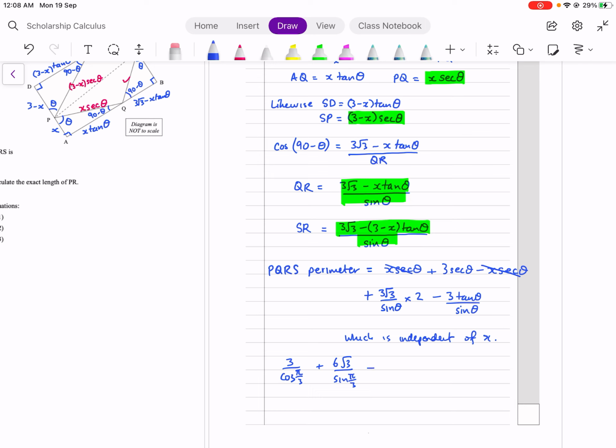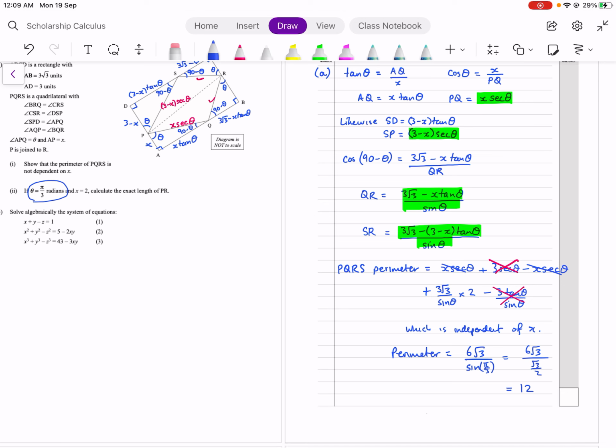Oh, those terms there cancel because they're opposites of one another. Tan over sine is 1 over cosine, so that's sec. Okay, so actually the perimeter is even easier than that. The perimeter is just 6 root 3 over sine of pi over 3. And sine of pi over 3, if I'm in radians, is root 3 over 2, so I get 6 root 3 over root 3 over 2, which equals 12. So it turns out that the perimeter is actually a constant because there's only one quadrilateral that's possible for it. So that's also another way of finding it's independent of x.